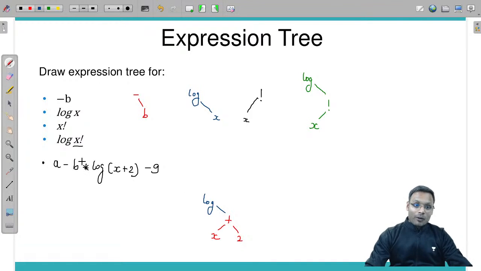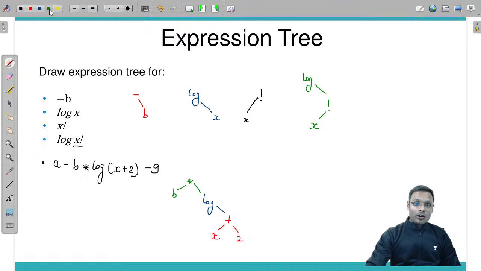Now I will perform the multiplication next. So how do you perform multiplication in this case? For multiplication, left operand is b, right operand is the result of this log. So for multiplication you will have right operand this, left operand is b.